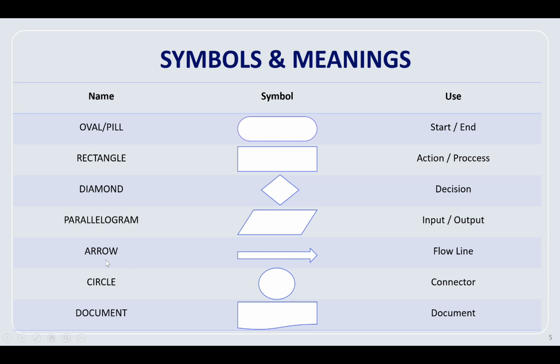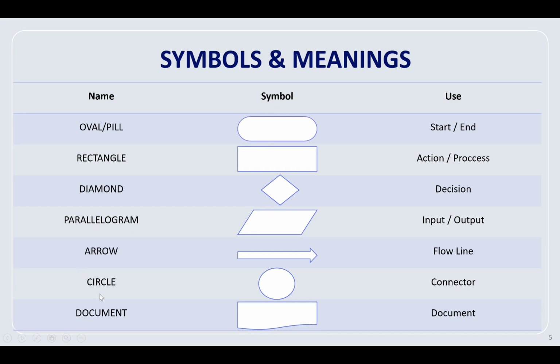And next is arrow. Arrow is the flow line that shows the process direction by connecting two blocks with one another, or you can say that it connects shape to shapes.